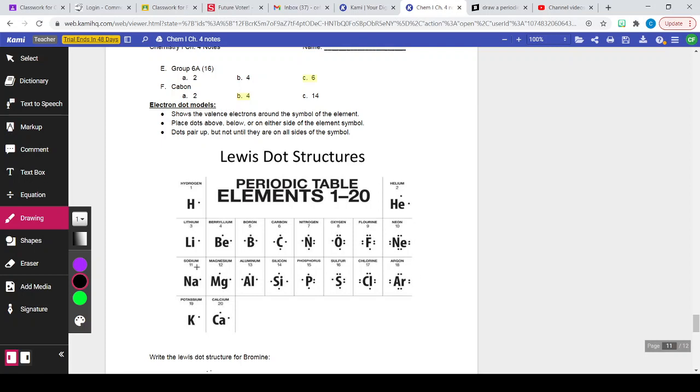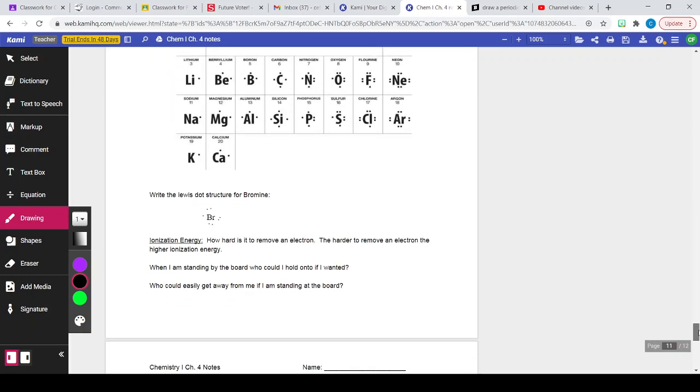And then also, as I go across the periodic table this way, argon, these are my noble gases. They are happy. They don't want to react. They like being by themselves. So they're not going to lose electrons very easily. So they have high ionization energies. So helium would be one of my highest ionization energies. So as I go up the periodic table and as I go to the right, my ionization energy is going to increase.